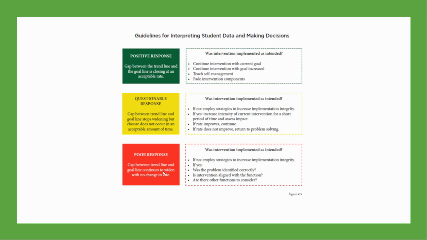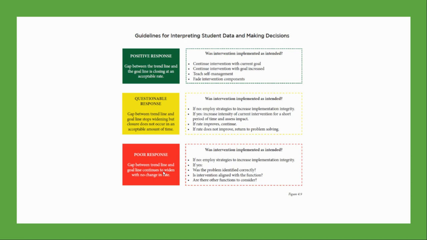If that student is having that questionable response, meaning the gap between their trend line and the goal line stops widening, but closure does not occur in an acceptable amount of time, again, the first question is, was the intervention implemented as intended? If no, that team is going to employ strategies to increase implementation integrity and fidelity. If yes, they're going to increase the intensity of the current intervention for a short period of time to assess the impact. If the rate improves, it continues. If the rate does not improve, they're going to go back to the problem solving.